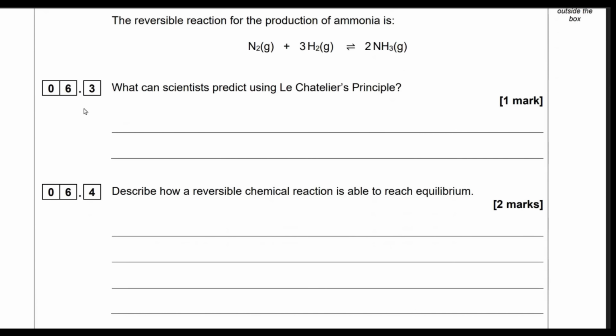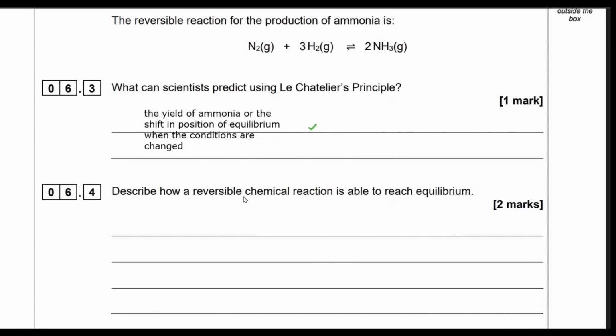6.3, the reversible reaction for the production of ammonia is N2 gas plus 3H2 gas goes to 2NH3 gas. What can scientists predict using Le Chatelier's principle? Okay, so using Le Chatelier's principle, they can predict the yield of ammonia or the shift in position of equilibrium when the conditions are changed. So they can predict the yield of ammonia or the shift in the position of equilibrium when the conditions are changed. That's a long answer.